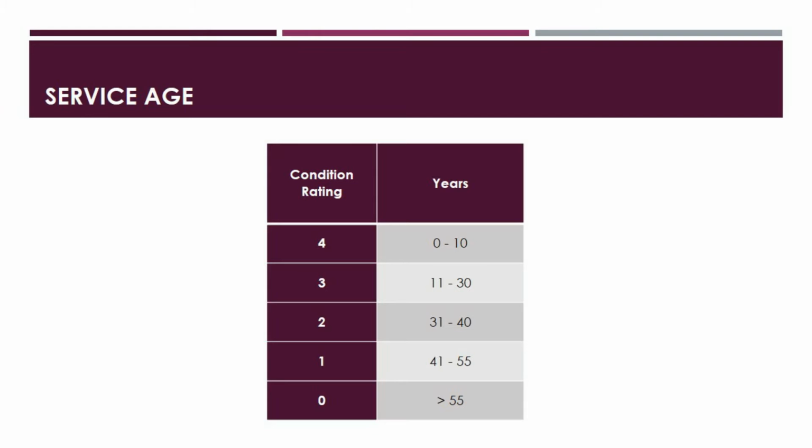Then the fourth category is service age, in which with a rating of 4, it means that your pole is of age 0 to 10 years. With a rating of 3, it will be between 11 to 30 years. With a rating of 2, it will be 31 to 40 years. With a rating of 1, it will be 41 to 55 years. And anything over 55 years, you will assign a rating of 0 to the pole.